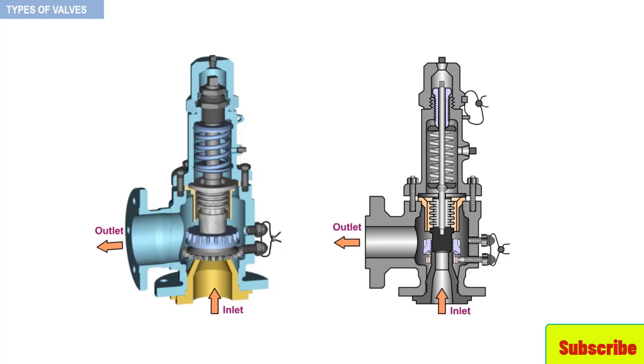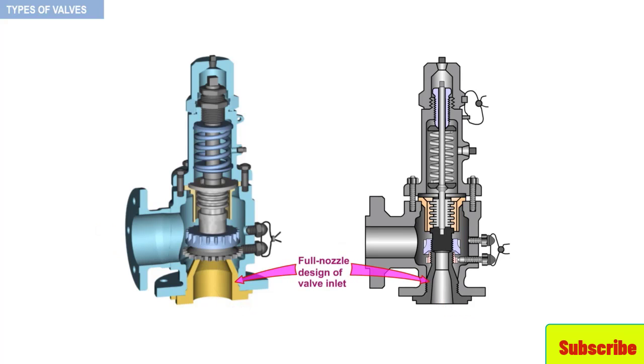The inlet nozzle may be of the full nozzle or semi-nozzle type. In the full nozzle design, the entire inlet tract is formed from one piece. This design is preferred for high pressure and corrosive fluid requirements. The semi-nozzle design involves the use of a seating ring, which is fit into the body. This design has the advantage of easy seat replacement.